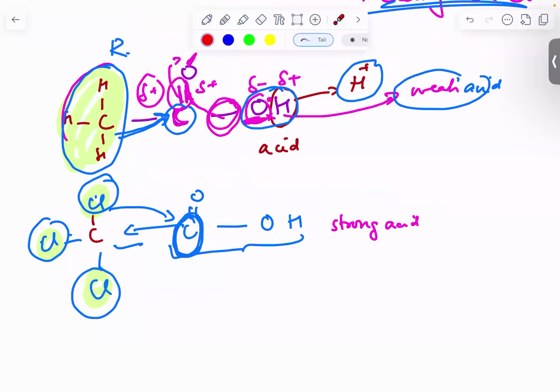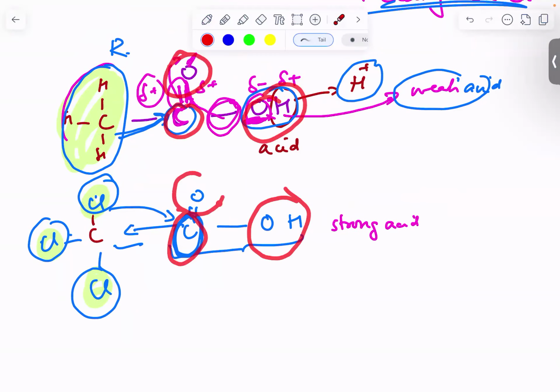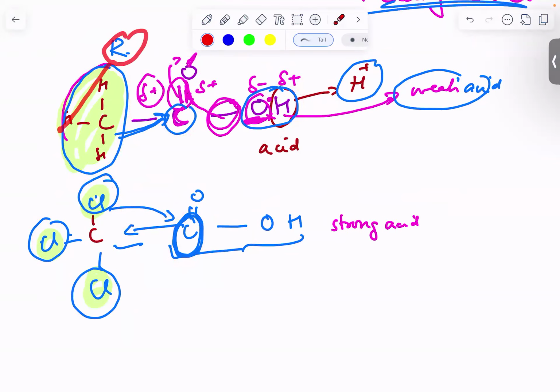Now, the only difference, bache, this is same, this is same, this is same, this is same. O is same, O is same. The only difference is of the R group. Now, check that if the R group is taken away, then the thing becomes stronger. I hope it's clear.